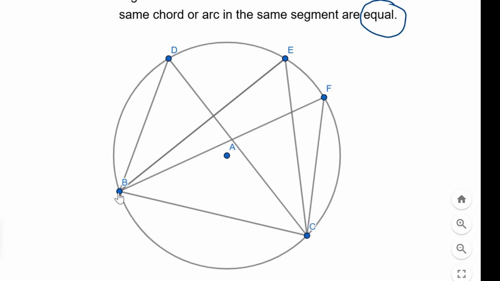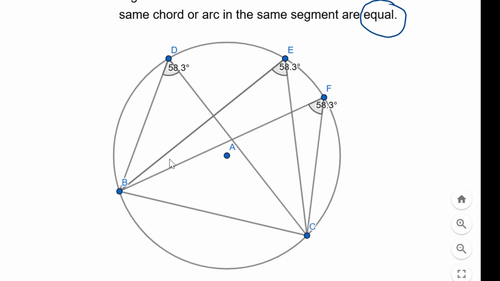Let's measure angle BDC. BDC, that is 58.3 degrees. What do you think angle BEC is going to be? We are saying that angles formed at the circumference from the same chord or arc in the same segment are equal. If your guess is 58.3, let's verify. 58.3, the same. Let's measure the last angle, which is 58.3 is our angle.